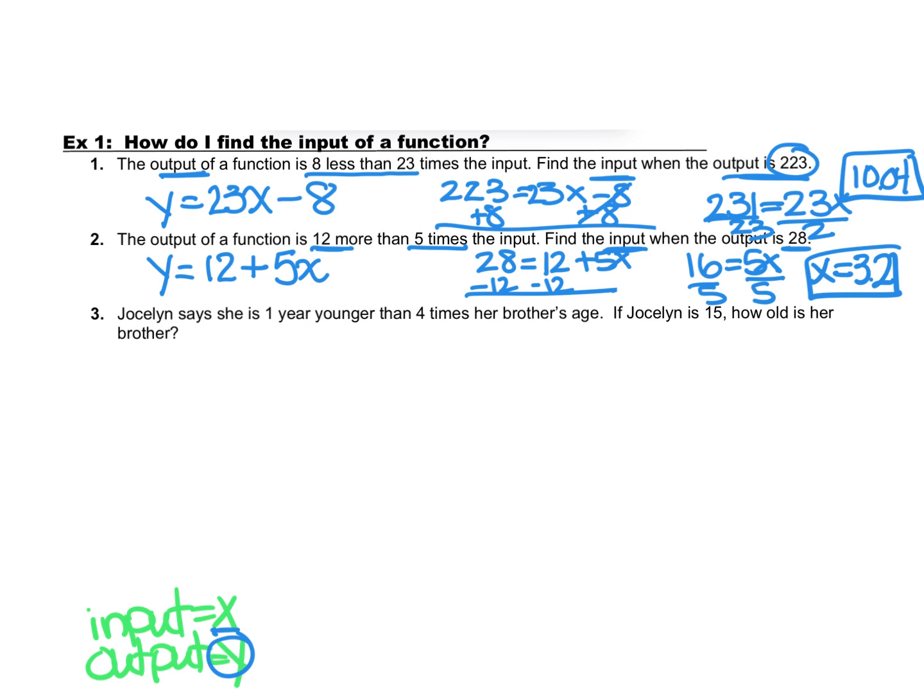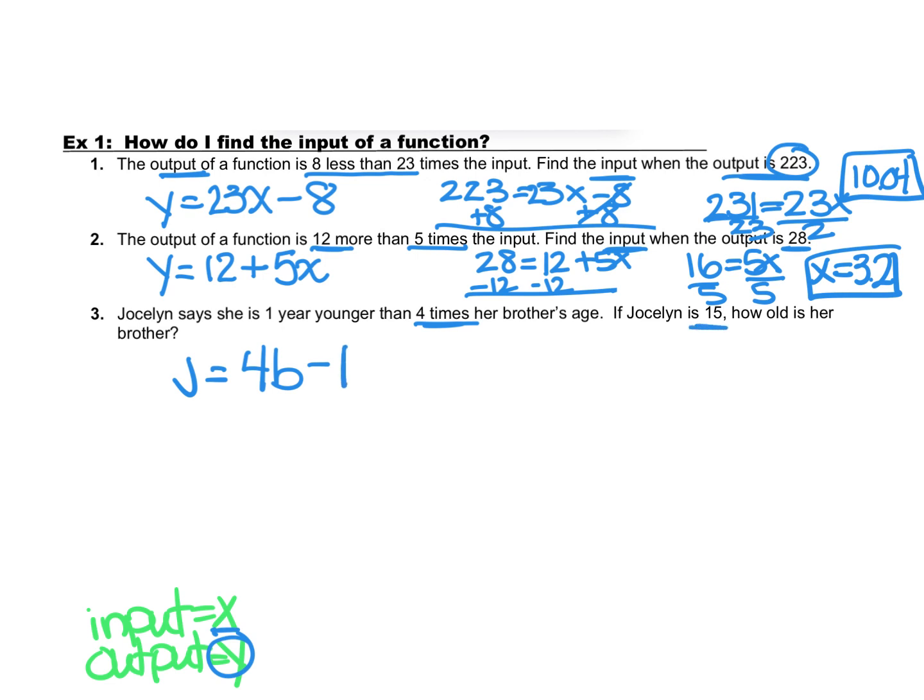All right, question number 3. It says Jocelyn says she is 1 year younger than 4 times her brother's age. If Jocelyn is 15, how old is her brother? So what we know is that Jocelyn, let's assign that a J, and that she is 1 year younger than 4 times her brother's age. So 1 year younger, we'd have 4 times the brother's age. We don't know what the brother's age is, but we know that Jocelyn is 1 year younger than that.